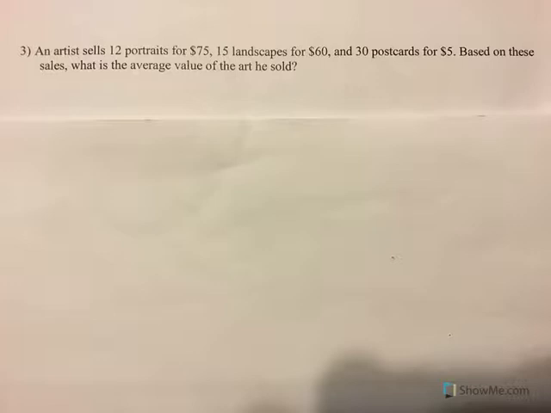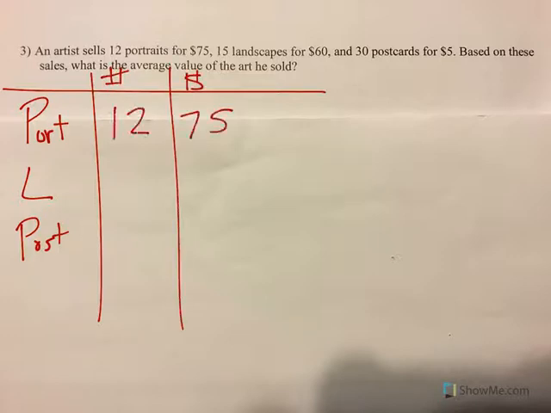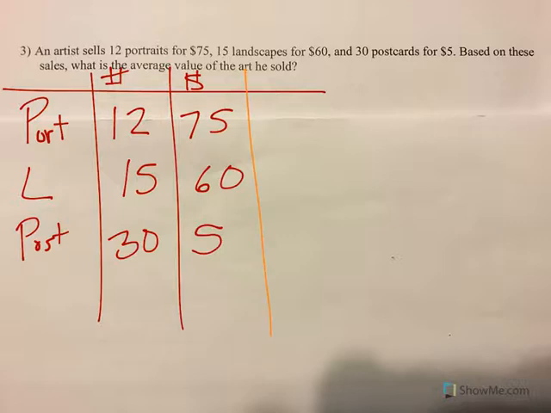So that was percents. Now we go back to counts. An artist sells 12 portraits for 75, 15 landscapes for 60, and 30 postcards for 5. Based on these sales, what is the average value of the art he sold? Okay, so we've got portraits, landscapes, and postcards. We've got numbers, and we've got dollar amounts. 12 portraits at 75, 15 landscapes at 60, 30 postcards at 5. Look, the majority of the stuff he sold was postcards for cheaper money. That's going to make a difference.